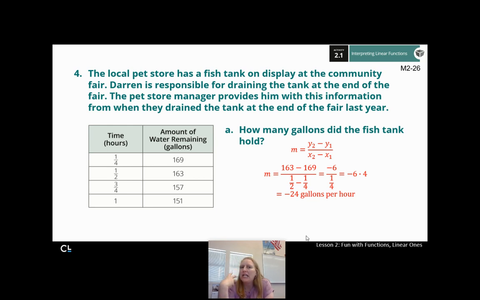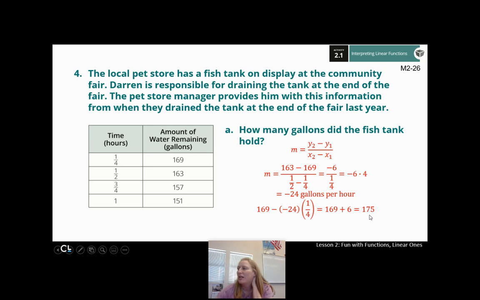So I had to get, again, a little creative here. I had to think about this, and I thought, well, after a quarter of an hour, there were 169 gallons. So I thought, okay, well, I'm going to do 169 gallons minus however much had already been drained. So I have a negative 24, and that's per hour, but it was only a quarter of an hour. So if I do negative 24 times a quarter, that gives me a 6, and the double negative makes that a positive. And I get 169 plus 6, right?